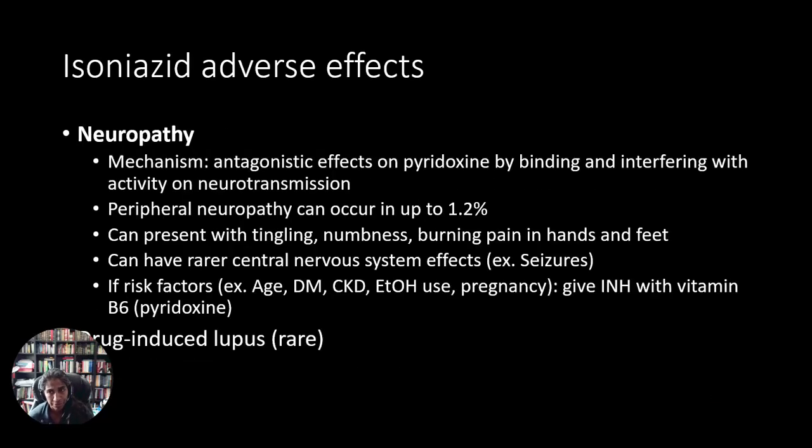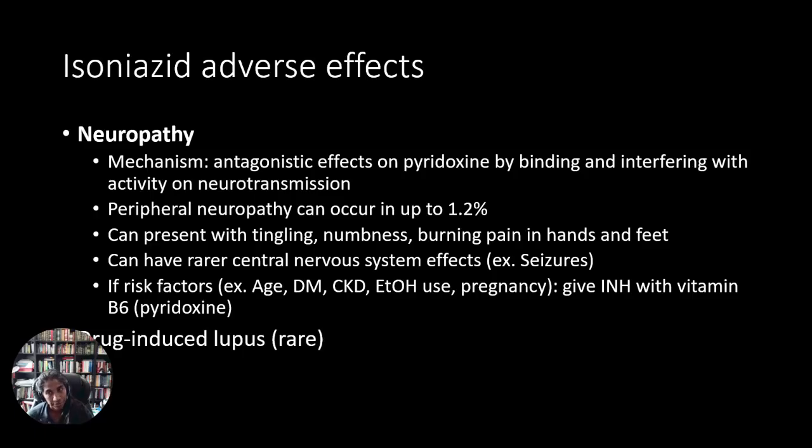Another important adverse effect is neuropathy. Isoniazid actually antagonizes pyridoxine, vitamin B6, by binding and interfering with its activity on neurotransmission. So as a result, peripheral neuropathy, so tingling, numbness, burning pain in the hands and feet can be seen in up to 1.2% of people who receive INH. It's much rarer, but central nervous system adverse effects can also occur.